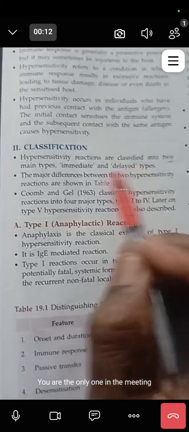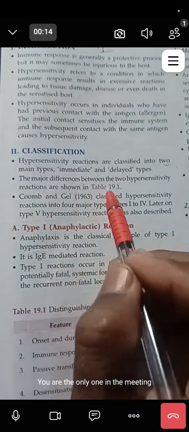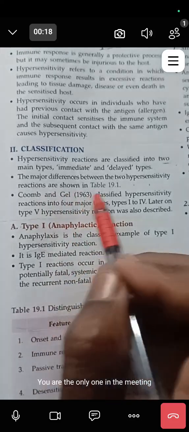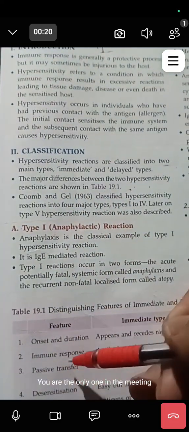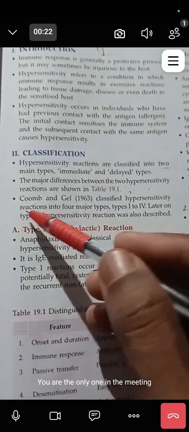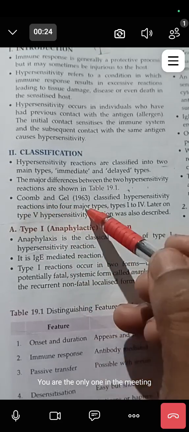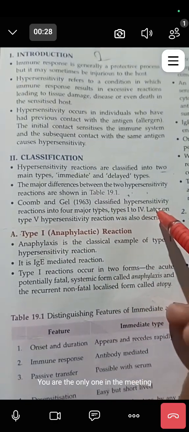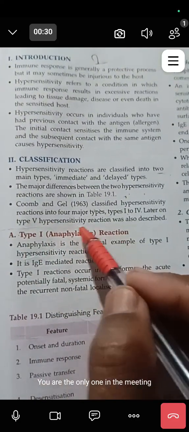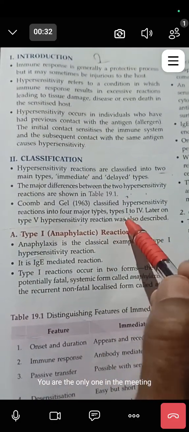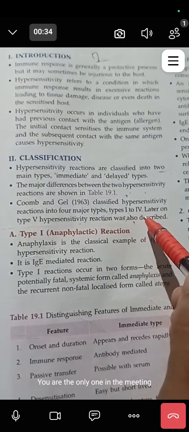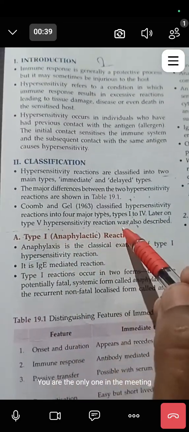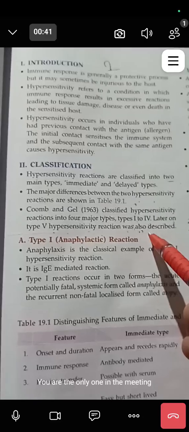The major difference between the two hypersensitivity reactions is shown on the table. Next, Coombs and Gell in 1963 classified hypersensitivity reactions into four major types: type 1, type 2, type 3, type 4. Later on, the type 5 hypersensitivity reaction was also discovered.